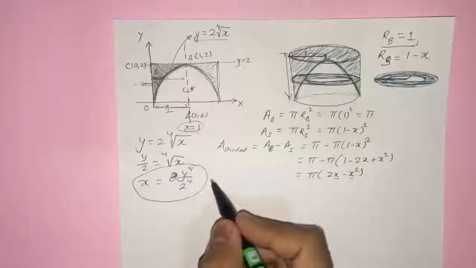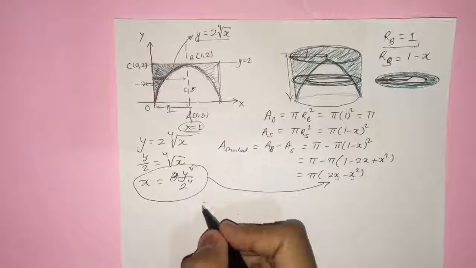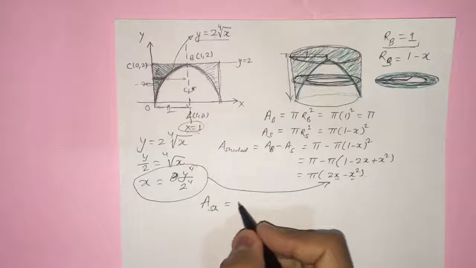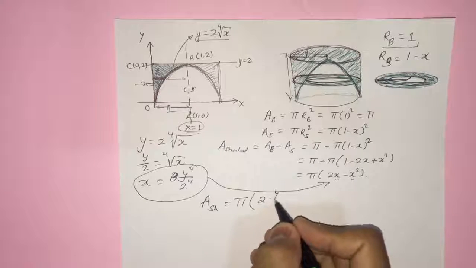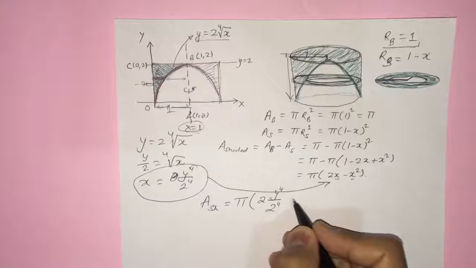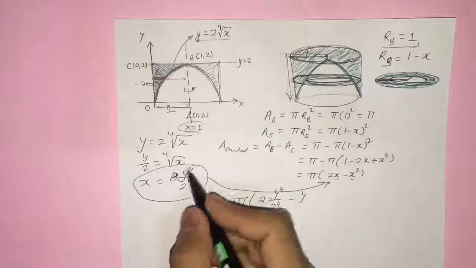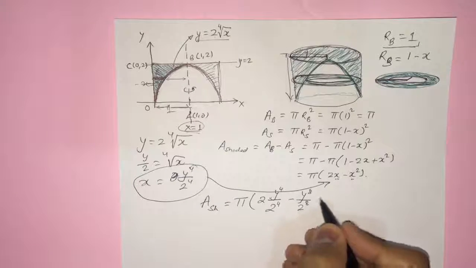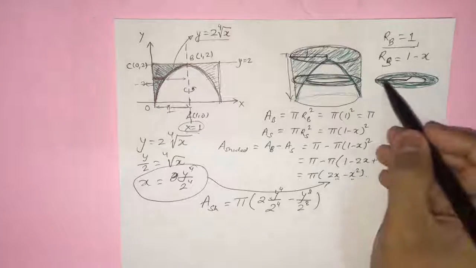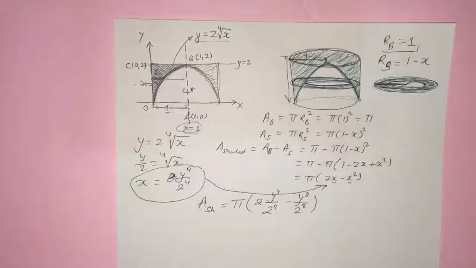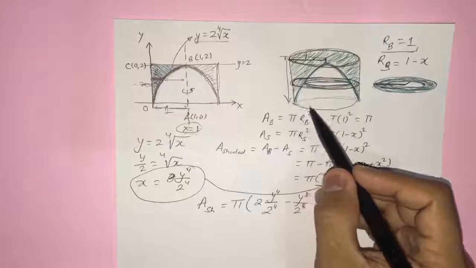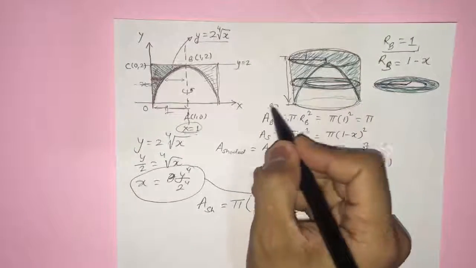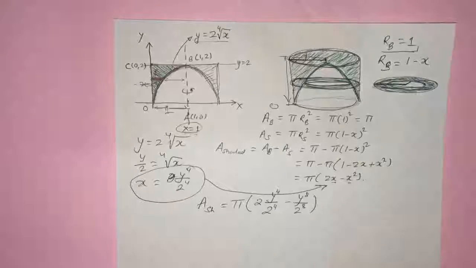Now substitute this x into this one, then the shaded area will be pi times (2 over 2 raised to 4, minus the square of this whole thing, y raised to 8 over 2 raised to 8). So this is the area of this shaded region, right? Now this shaded region grows from the bottom to top. So bottom is the 0 level to top, which is 2, right?